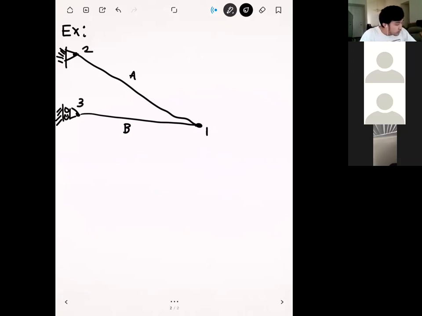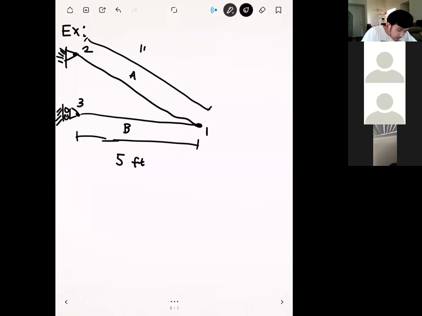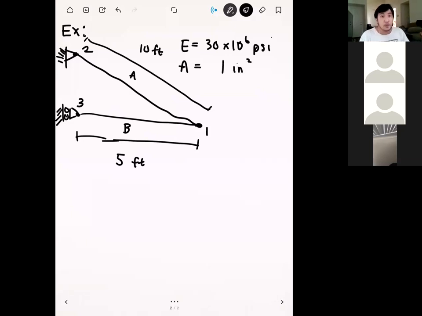Okay. Let's put some dimensions on this. This will be 5 feet right here, and this will be 10 feet. We also need to define the material properties for these truss elements. First we have the Young's modulus, which will be 30 times 10 to the 6th psi. We also have the area, which is going to be 1 inch squared. Both of these elements are going to share the same Young's modulus and cross-sectional area.